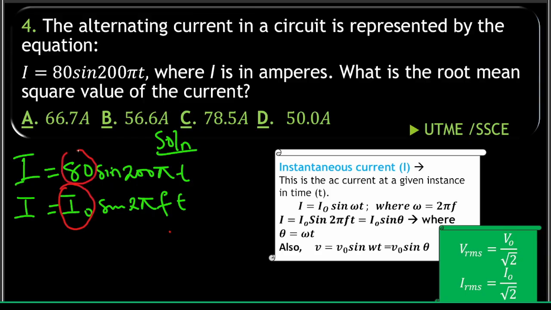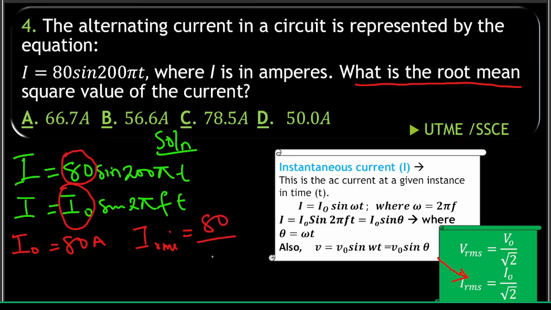All right, so if we are to compare the two equations, you notice that peak current is equal to 80 ampere. But the question says we should find the root mean squared value of the current. Now I know this relationship, so it becomes much easier for me. That means root mean squared value is equal to the peak value, which is 80 ampere, 80 divided by root 2.